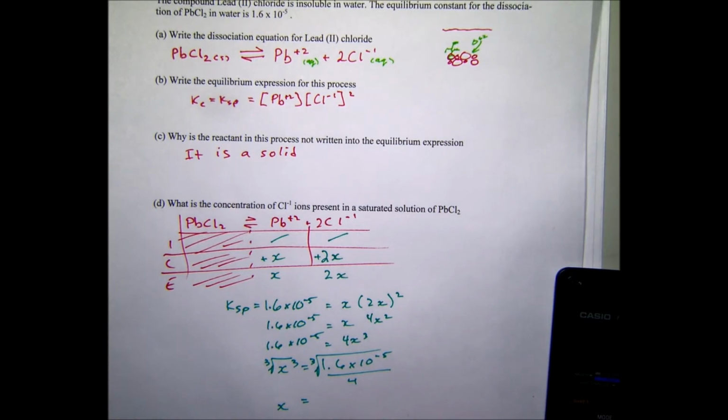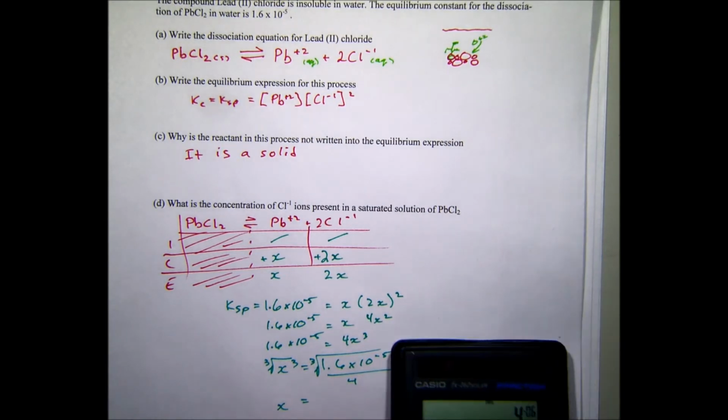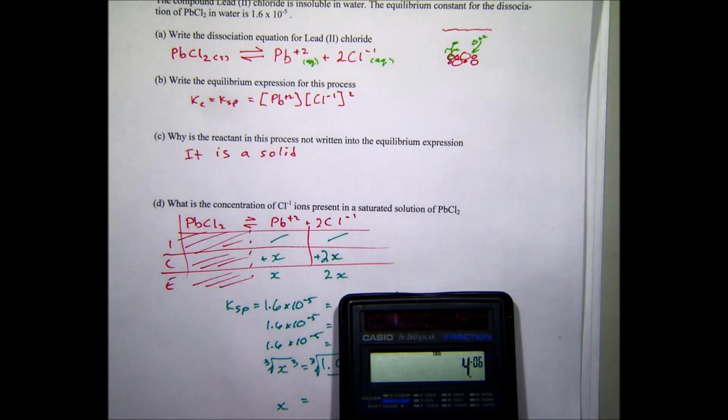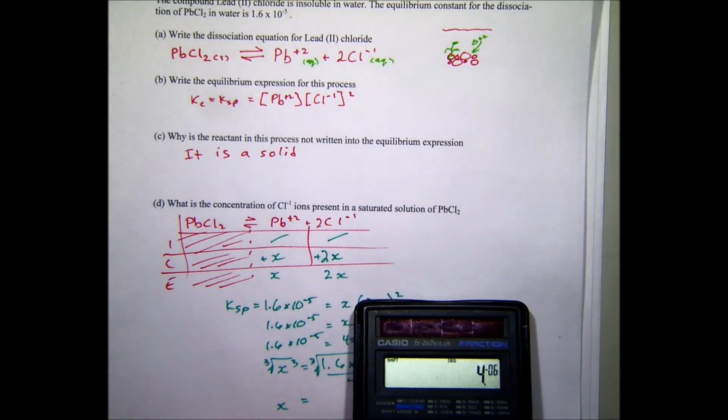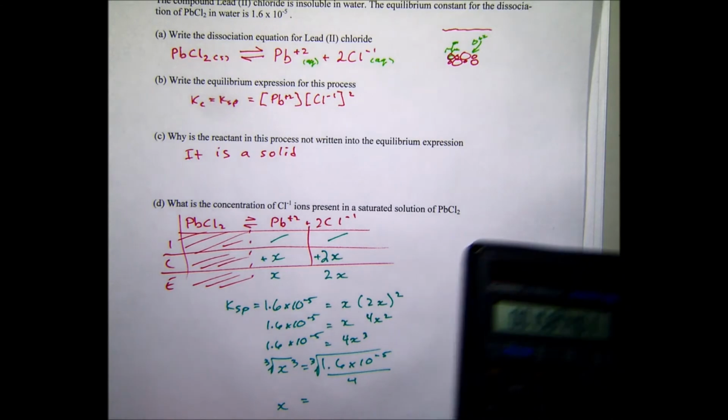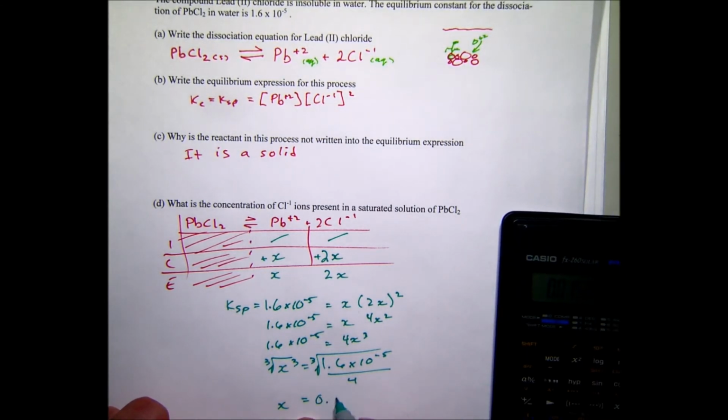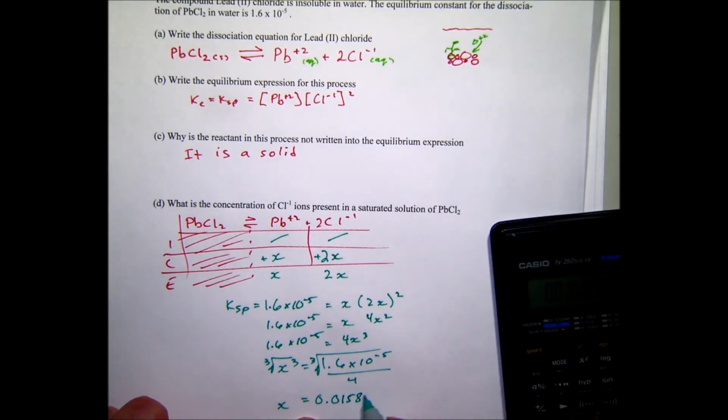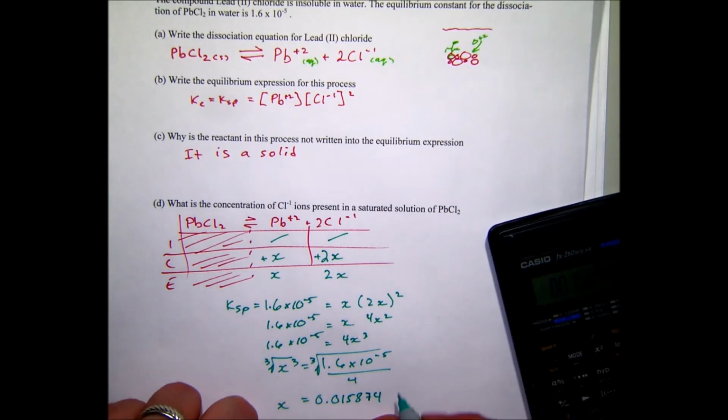So what we're going to do is solve for 1.6 times 10 to the negative 5 divided by 4. So we get 4.4 times 10 to the negative 6. When we divide that by 4, we take the cube root of that, and I get 0.015874. And these are, of course, going to be in moles per liter.